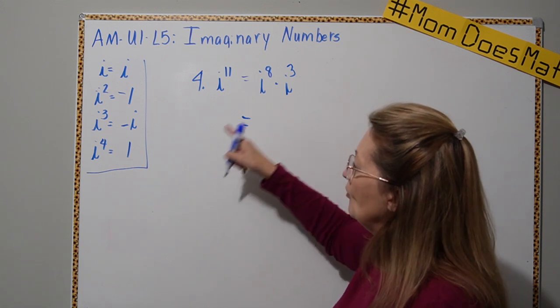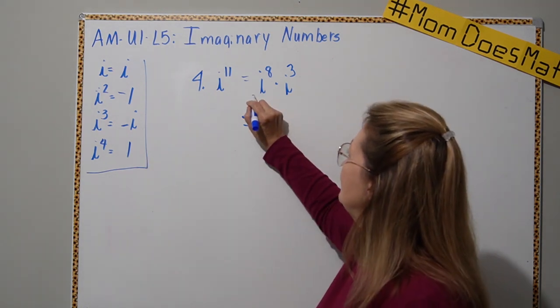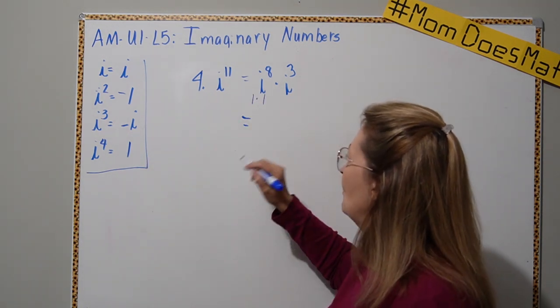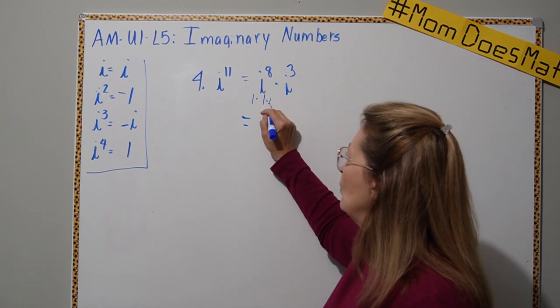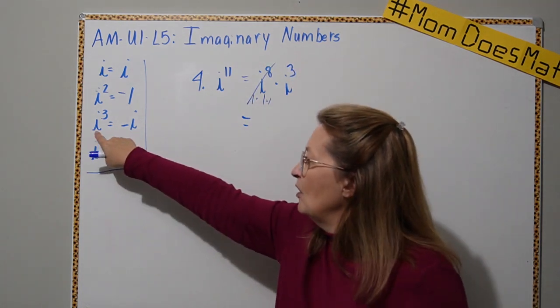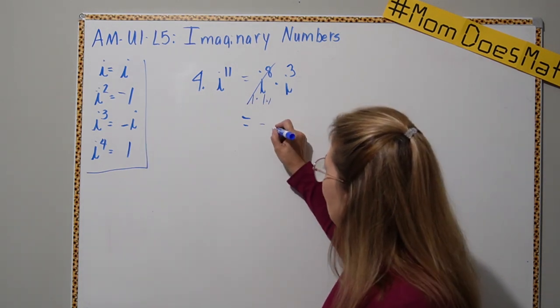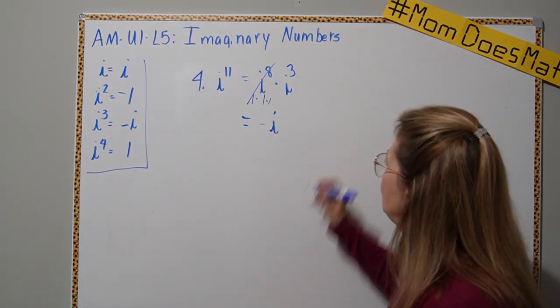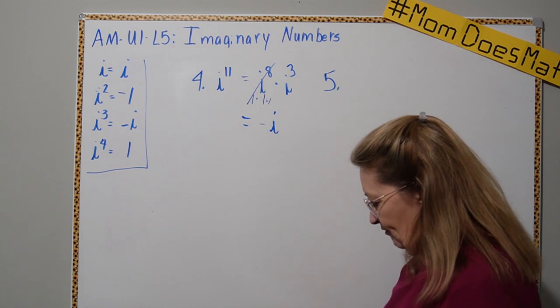All right. Now, every multiple of 4 is +1. So this is actually +1 times +1, which is +1, and I don't need it anymore. All right, what is i to the third? Come over here on your chart and look. That's -i, so that's what you put. All right, let's look at number 5.